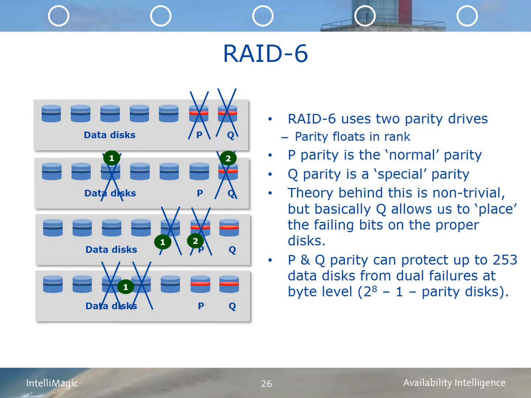So RAID 6 uses 2 parity drives, and the parity floats in the rank. It's not like you have 2 drives that are dedicated. The parity and the special parity will float. So you have P in this case, which is the normal parity, and Q, which is the special parity. And basically Q allows us to place the failing bits on the proper disk. P and Q can protect up to 253 data disks from dual failures at the byte level.